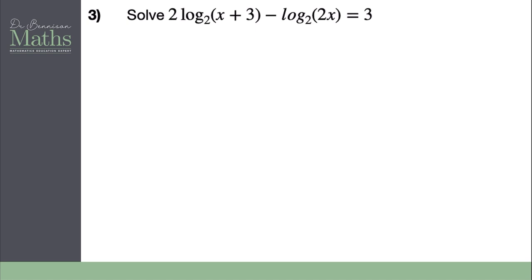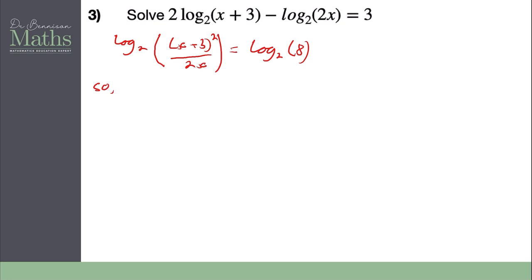Question 3. We're starting with this nice identity that we're going to try and solve, finding the values of x that make this true. So we're going to start by combining our logarithms. We're going to say that log to the base 2, and this becomes x plus 3 squared using the power law, and then applying the division law, divided by 2x. And I'm going to write 3 as log to the base 2 of something. Well, it's log to the base 2 of 8.